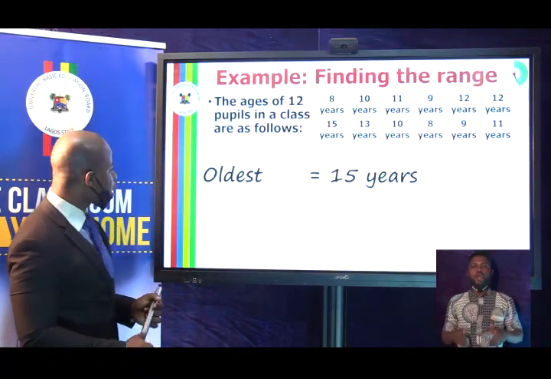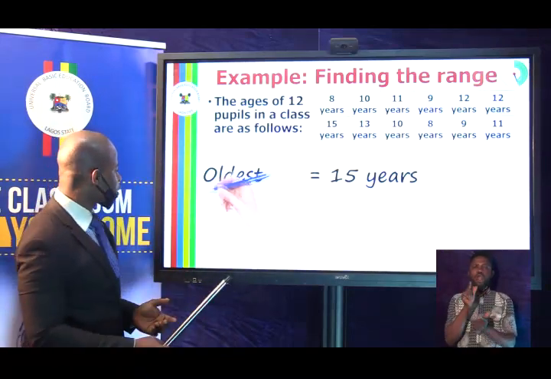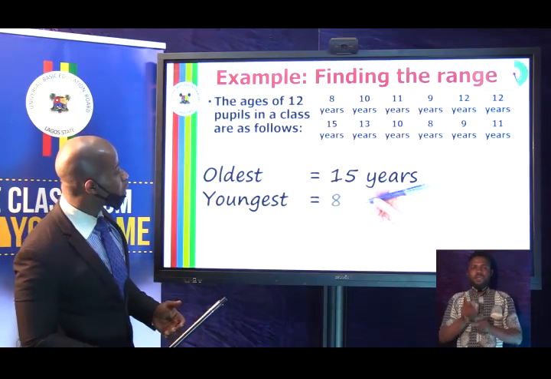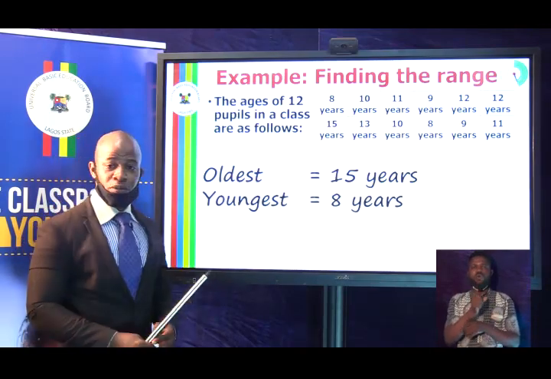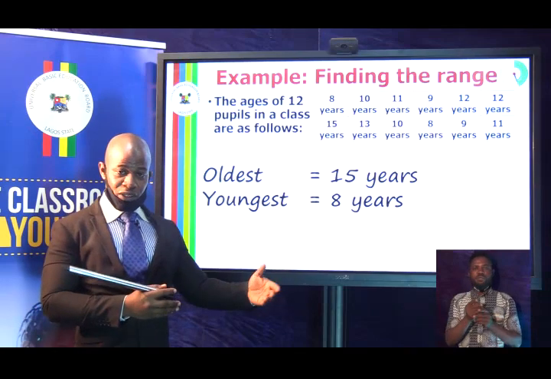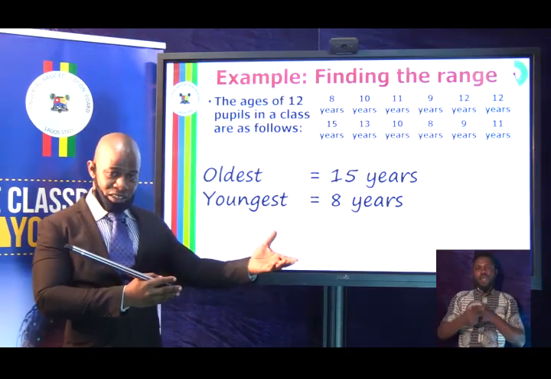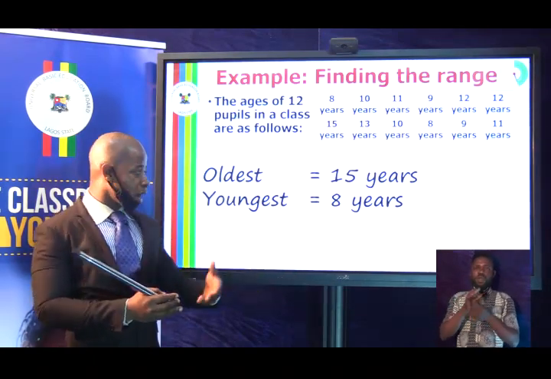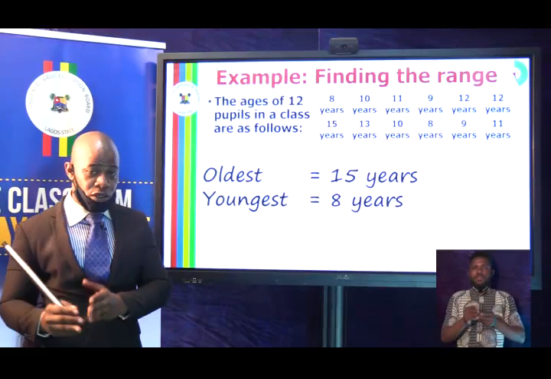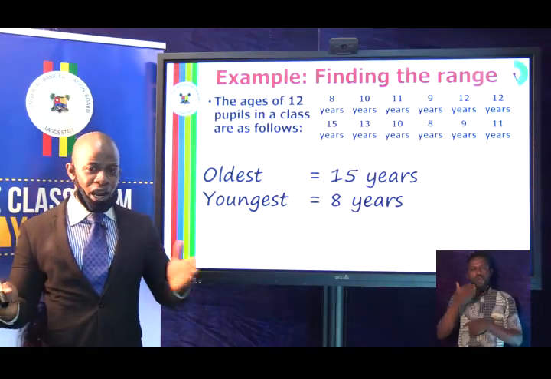And who is the youngest in the class? That will give us the lowest data. So the youngest person will be 8 years old. So now we have the oldest person in the class corresponding to the highest data in magnitude, and we have the youngest person corresponding to the lowest. So we know the highest and the lowest.